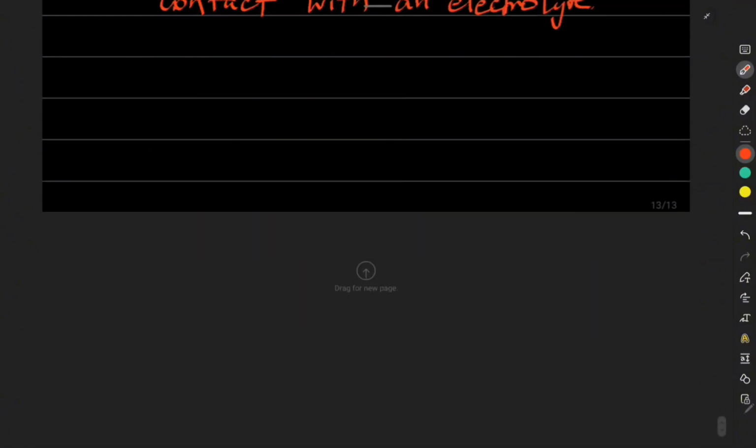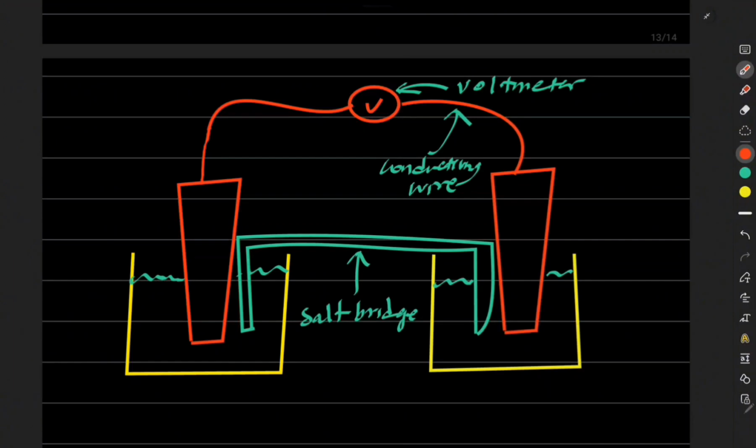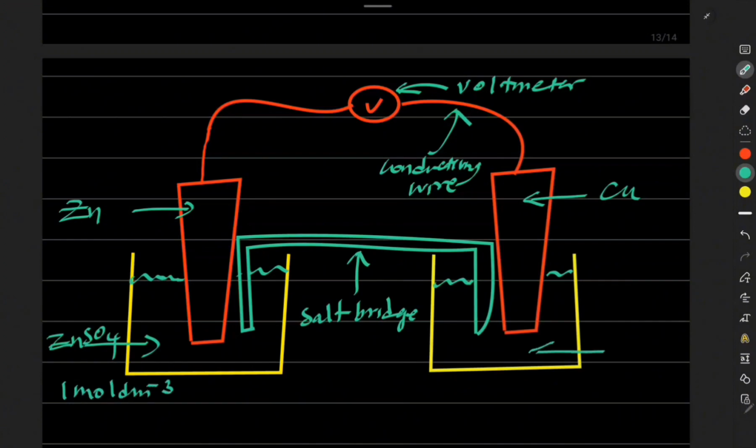Let's draw an electrochemical cell. This is an electrochemical cell. This metal is copper, and this metal is zinc, and these are the metal and metal ion electrodes. The solution contains ZnSO4, zinc sulfate, at 1 mole dm-3, and here it contains copper sulfate, CuSO4, at 1 mole dm-3.